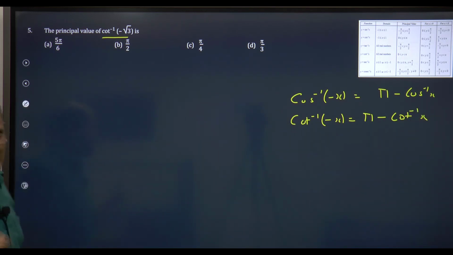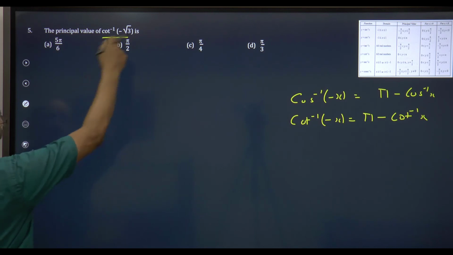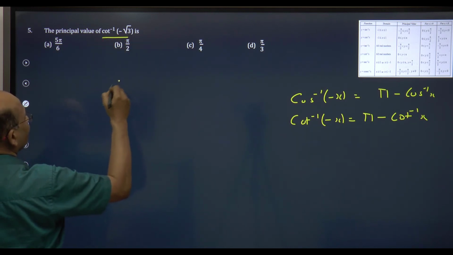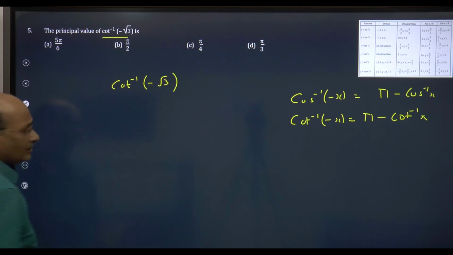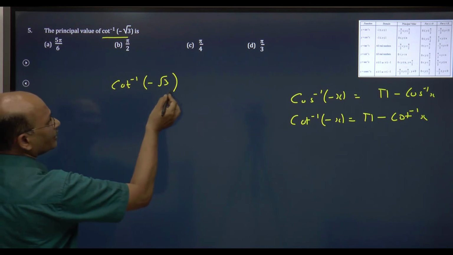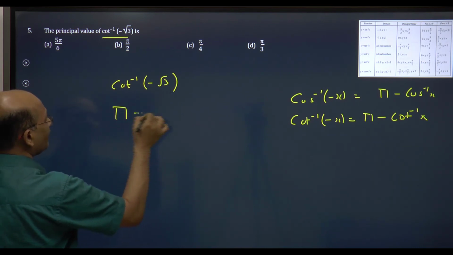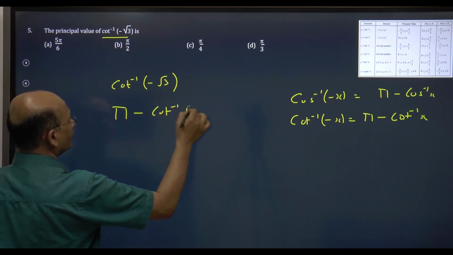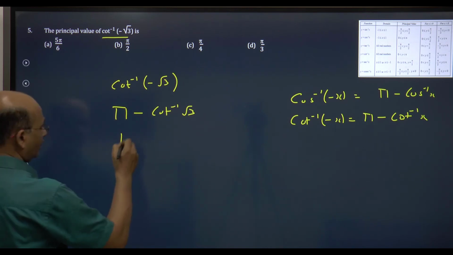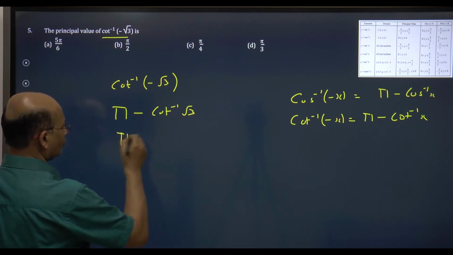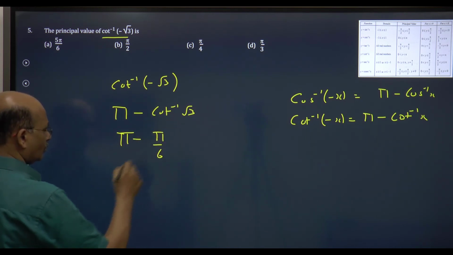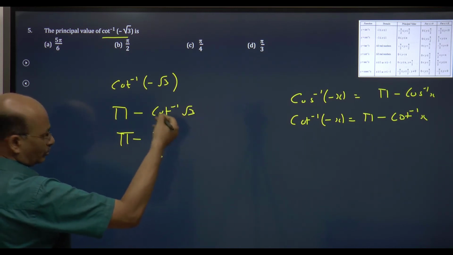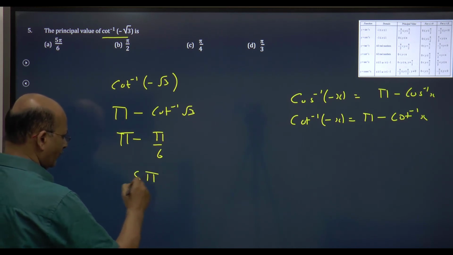Now you might ask why I am doing this. I will tell you. This is nothing but cot inverse of minus root 3, right? Now cot inverse of minus, everybody knows it is minus. Cot inverse of minus root 3, I can write this as pi minus cot inverse root 3. Now pi minus cot inverse root 3: whose value of cot is root 3? It is pi by 6. So answer is 5 pi by 6.